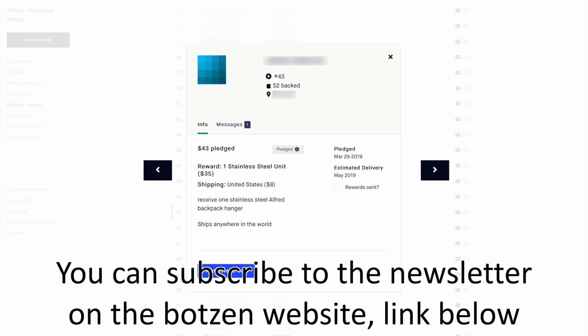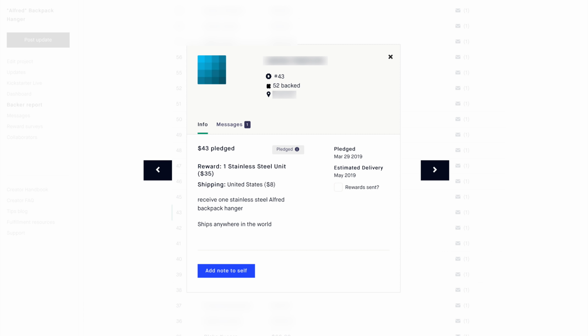This is what a typical backer looks like and the information that I can see. I can see their name, their pledge amount, and their location in the world. So in this case, this is somebody from the United States and what they pledged.